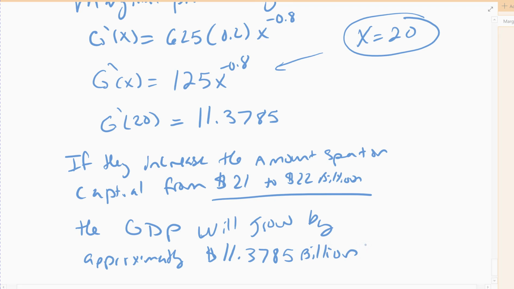But that's a pretty good growth. They're just adding $1 billion more, specifically 21 to 22. If they add that one more billion into capital, they should produce a little over $11 billion more in economy dollars. That's how much more the economy will grow by. Again, it is an approximation, so it should say in there that this is just a good guess based on our numbers. It should be within the ballpark, close to that number if they actually did that. But it is no guarantee because it's an approximation.